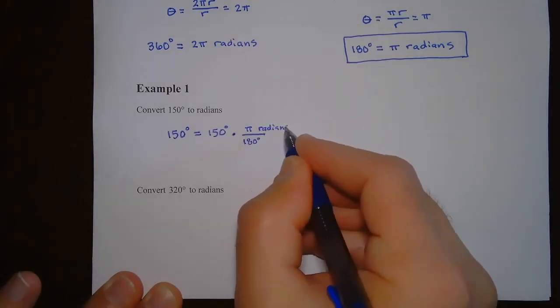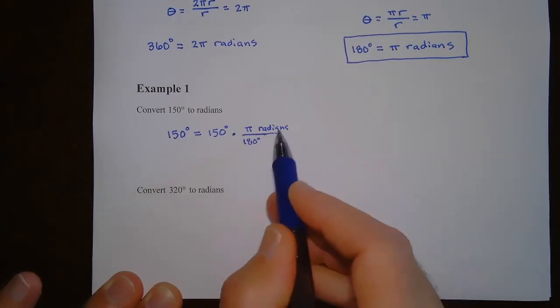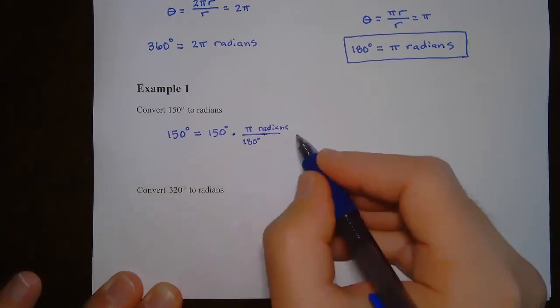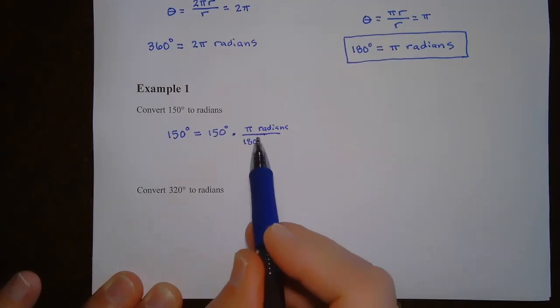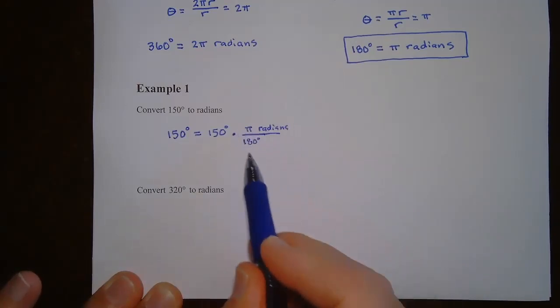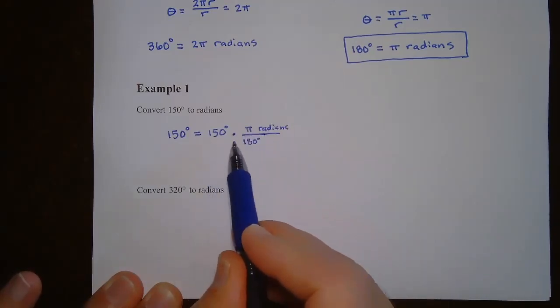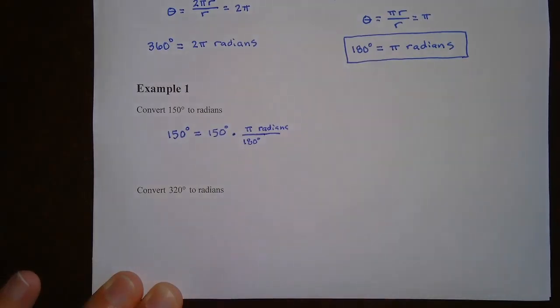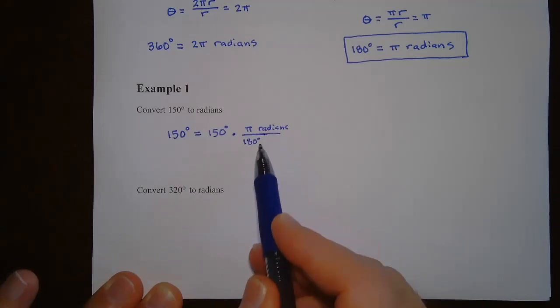Now, pretty soon, in fact, for the next example, I'm not going to write radians anymore, okay? So, why can I do this? Because this is a version of 1 because of the units. I'm taking 150 degrees and multiplying it by 1. Now, it doesn't look like 1. It's not the same. Well, it is the same because of the units. This is radians and this is degrees.